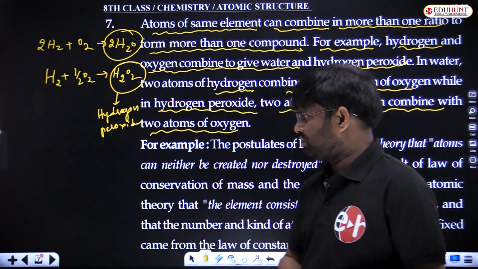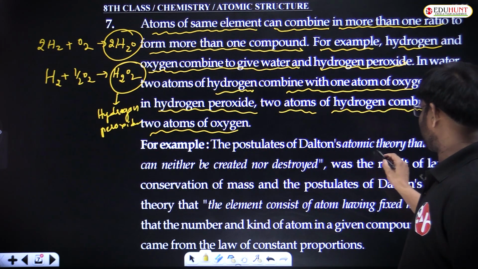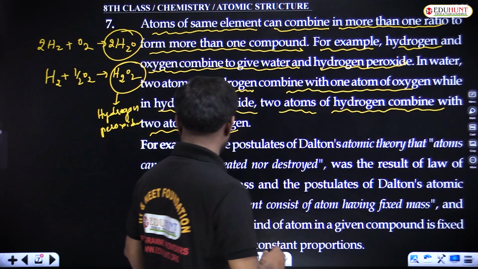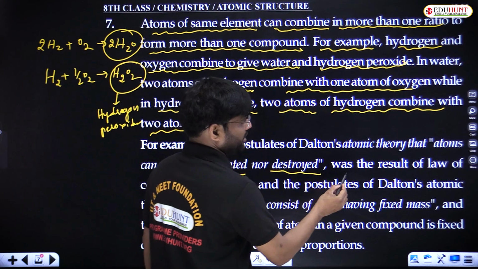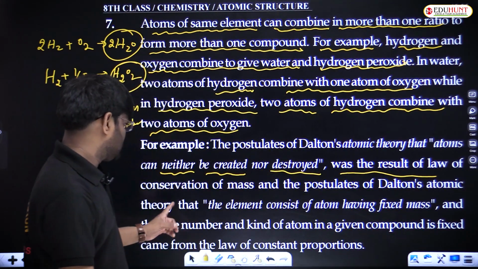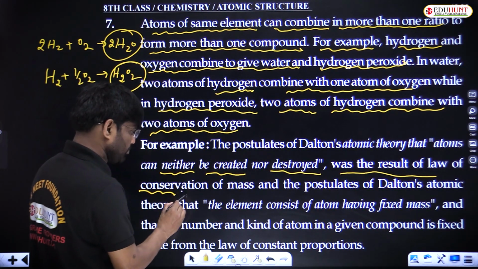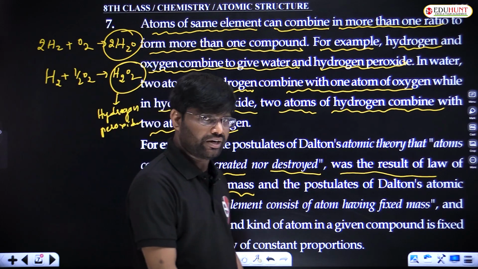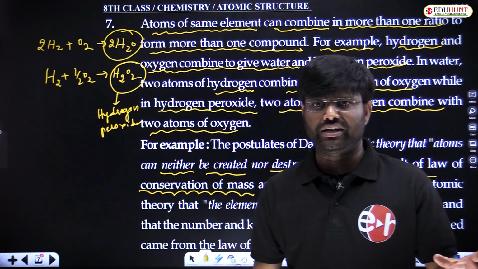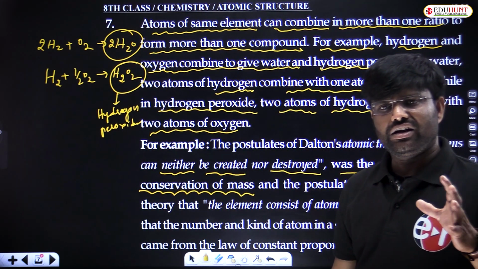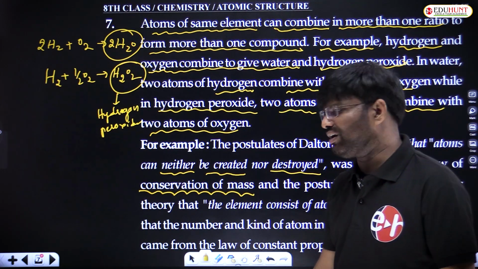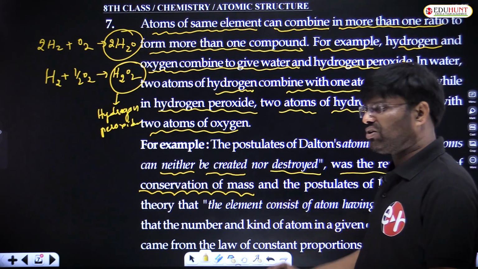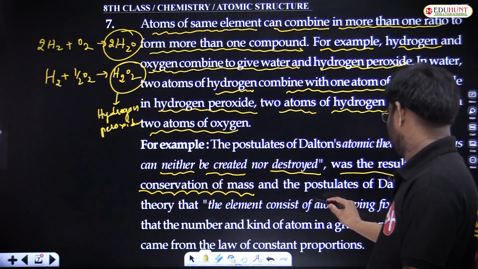So here is the conclusion. The postulate of Dalton's atomic theory that atoms can neither be created nor destroyed gives the law of conservation of mass. This is important. Law of conservation of mass means what? Atoms are indivisible particles that can neither be created nor destroyed. So that is called the law of conservation of mass.